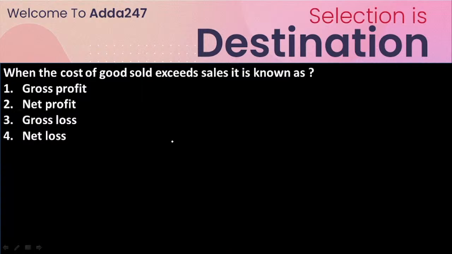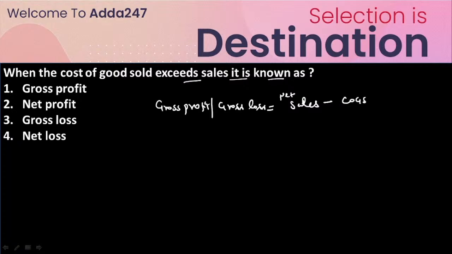Now understand another question: when the cost of goods sold exceeds sales, it is known as... Now just tell me the answer to this question, because I already discussed this. Look, if I ask what is the formula of gross profit or gross loss, I told you that gross profit or gross loss is equal to our sales, or net sales, minus our cost of goods sold.